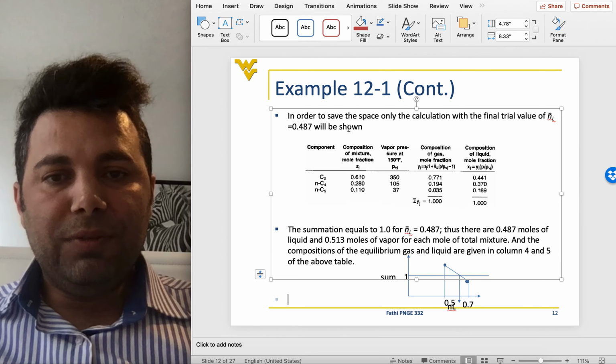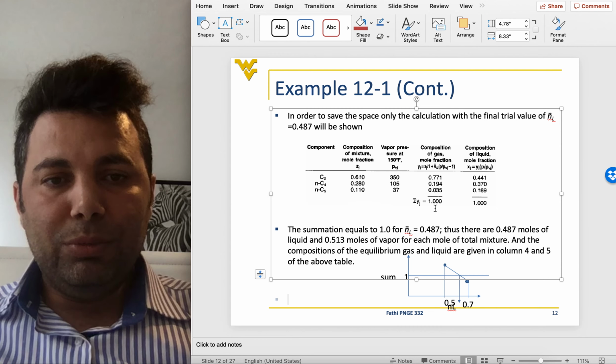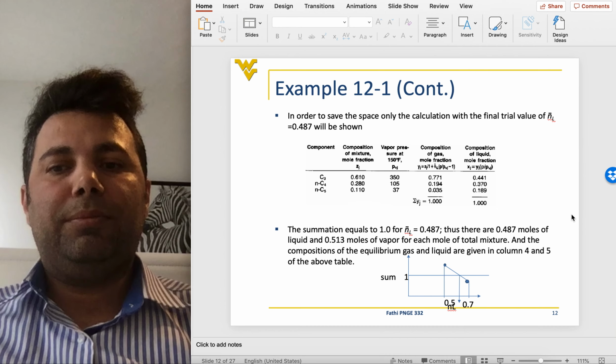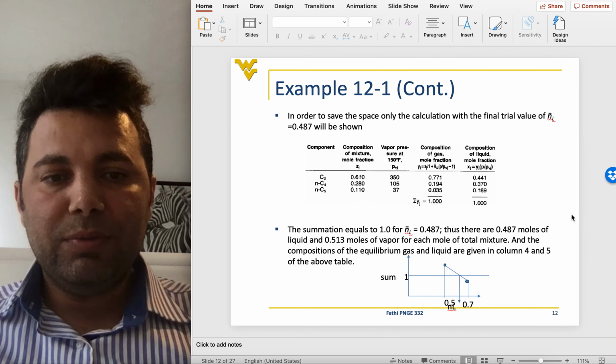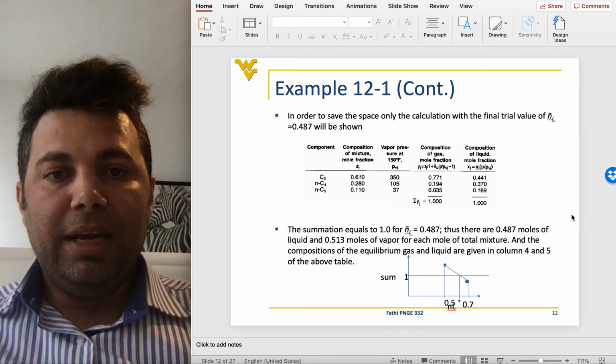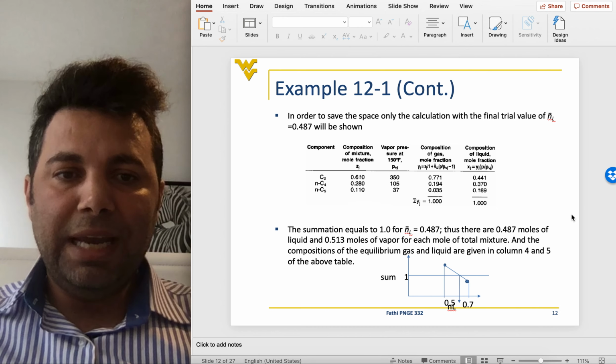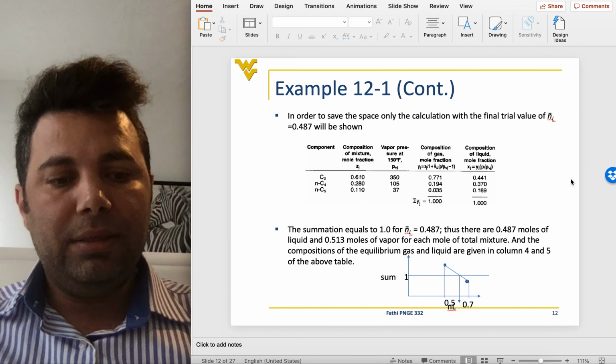So if this is the final NL, then the summation will add up to 1 for the gas, and then I can find the summation for the liquid. So this is for the case where we have the ideal solution, and we are interested to find the quantities and composition of the gas and liquid in the mixture.